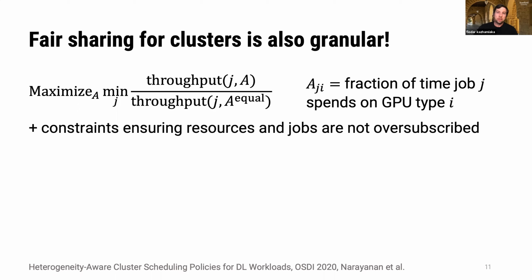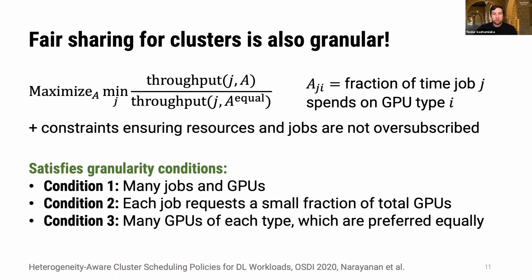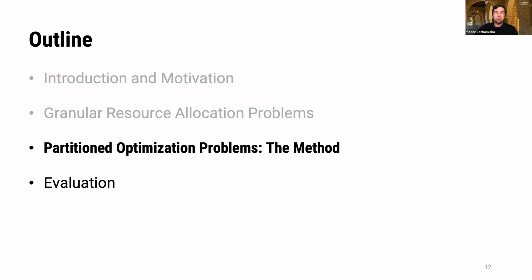There are also constraints that ensure that this matrix represents a feasible allocation. So no job gets more resources than it can use, and no resource is oversubscribed. In large GPU clusters, this problem is granular. We have large numbers of jobs, no job is too big, and there's a large amount of each GPU type. Next, Deepak will describe how POP operates on these granular problems.